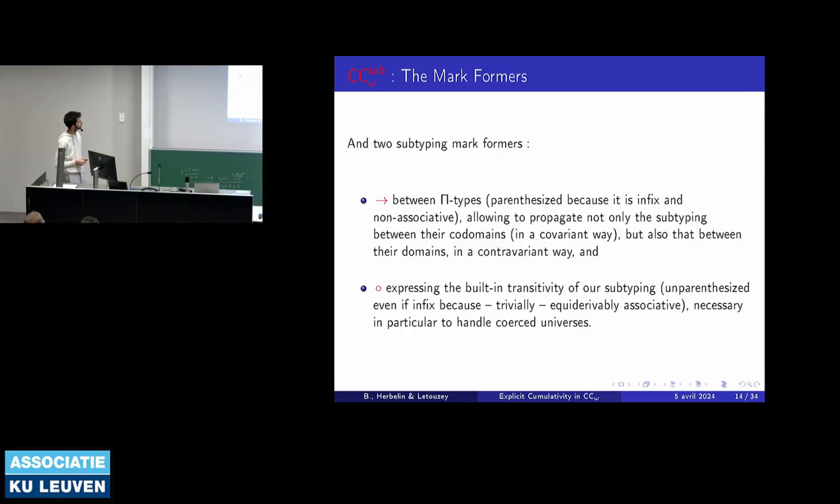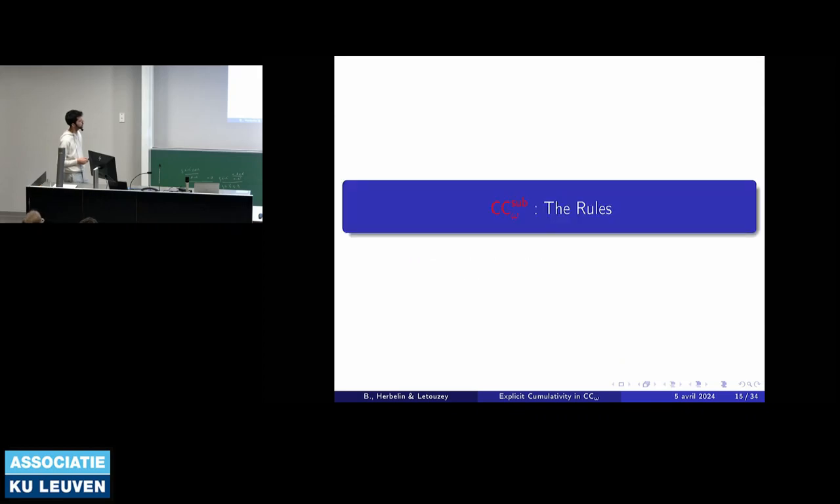And we have also the two subtyping mark formers, so between pi types. We propagate the subtyping covariantly on codomains, obviously, and also contravariantly on domains, which isn't always done and which could allow us to also study more precisely what can or cannot be done by eta expansion in Coq. And then I talked about it already, this composition of marks that is necessary in particular to handle coerced universes into bigger ones.